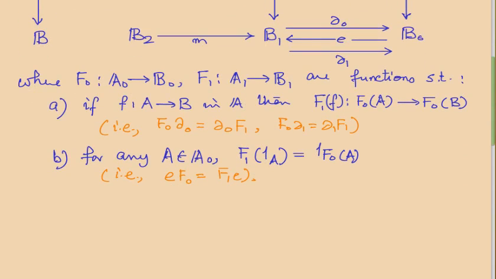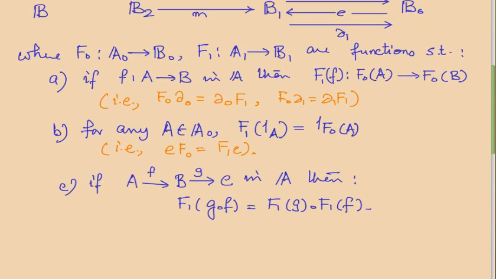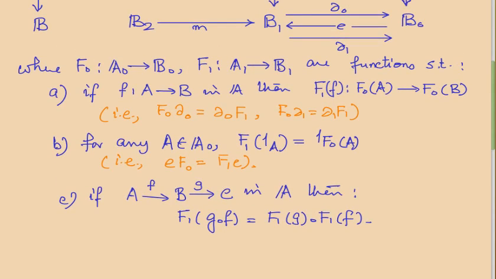And finally, there is another structure which is the composition. If G and F are composable in A, then F1 G composed with F1 F. Okay, there's something to be checked whether F1 G and F1 F are composable, but the first condition immediately says that if GF is composable, then F1 G and F1 F are composable.